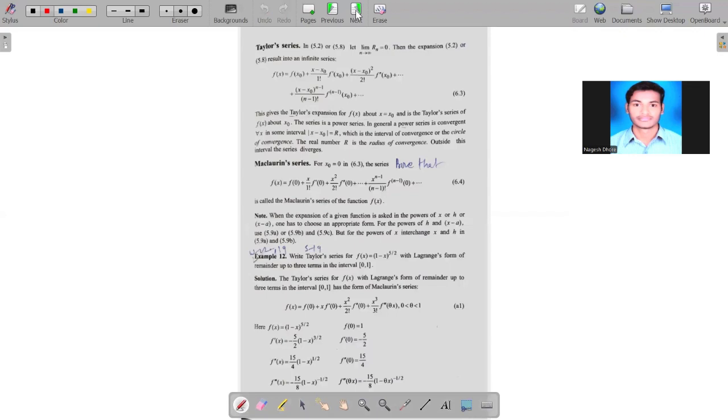We have seen also Maclaurin series and Taylor series. Okay. Maclaurin series and Taylor series. Maclaurin series is obtained by putting x0 is equal to 0.